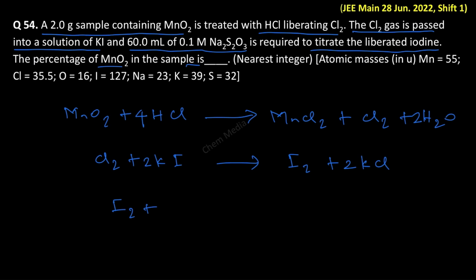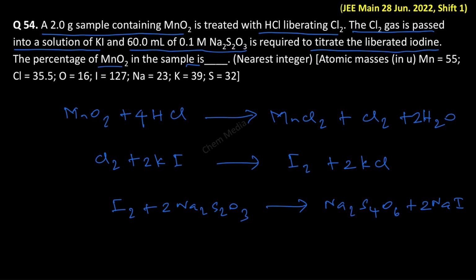Now the liberated I2 is titrated with sodium thiosulfate, that is Na2S2O3. This would give us sodium tetrathionate, that is Na2S4O6, plus sodium iodide. Now we have to multiply sodium iodide with 2 so that we can balance the number of iodine atoms, and we have to multiply sodium thiosulfate with 2 so that we can balance the sulfur atoms and also sodium atoms and oxygen. So now everything is balanced.